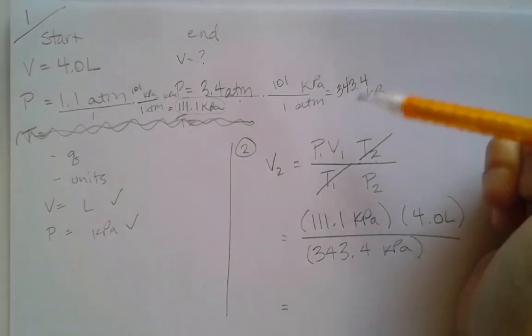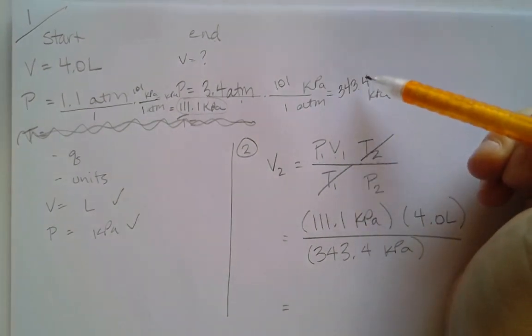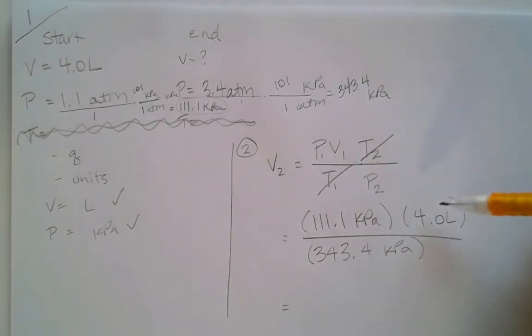And because you did all that work with your setup, by the time you got to your equation, you just plugged in numbers. And we're just gonna math those numbers. 111.1 times 4, those are the things on top, divided by 343.4. We should make a prediction before we do our math.